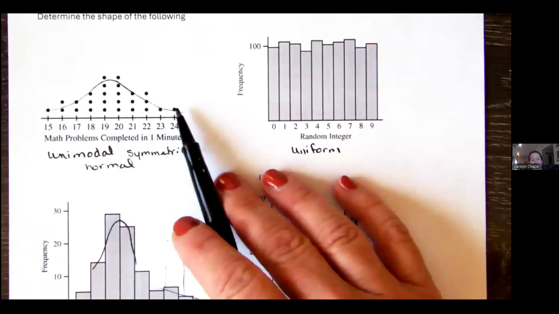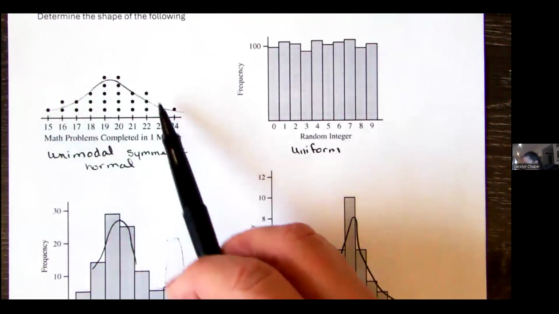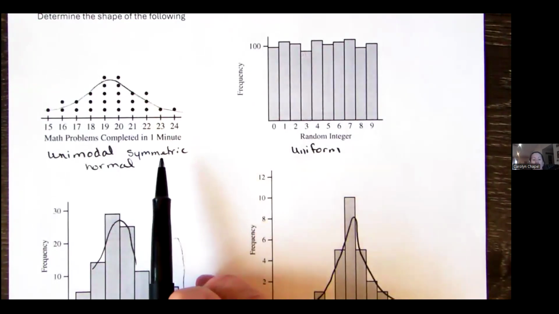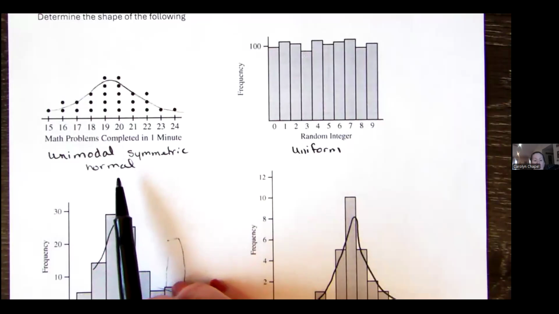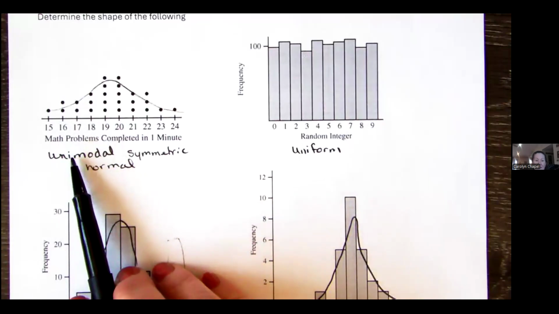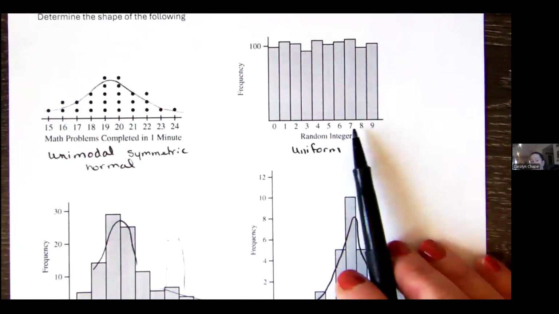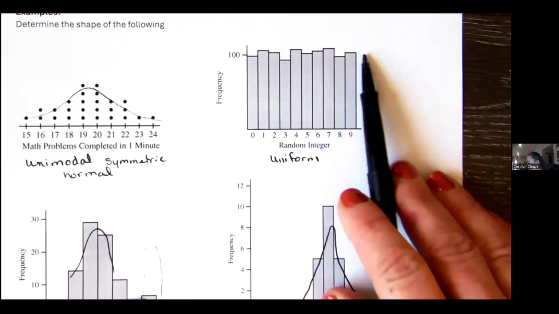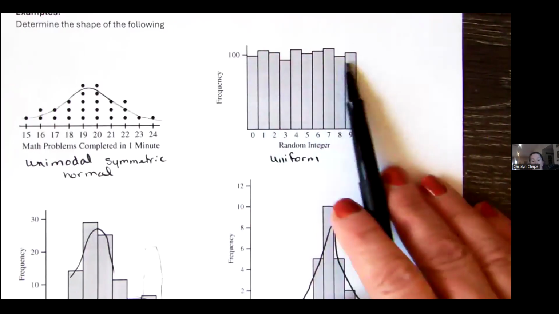So here I have a dot plot. And I've also drawn in the little curve that's there. I see the one little hump and I see the symmetry, but I also see that bell shape. So I would say that this is normal. And having said normal, I would not have needed the unimodal or the symmetry. This curve here looks pretty flat. We have some little ups and downs, but overall, this is roughly uniform.